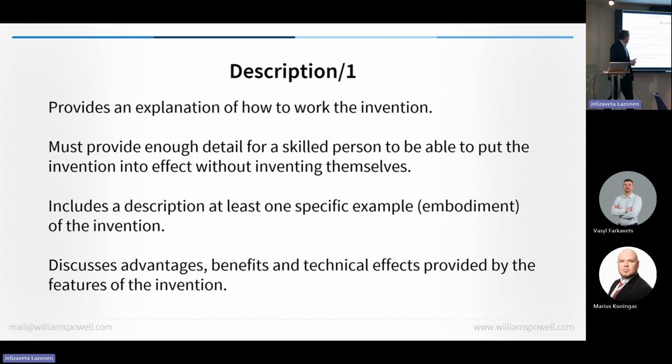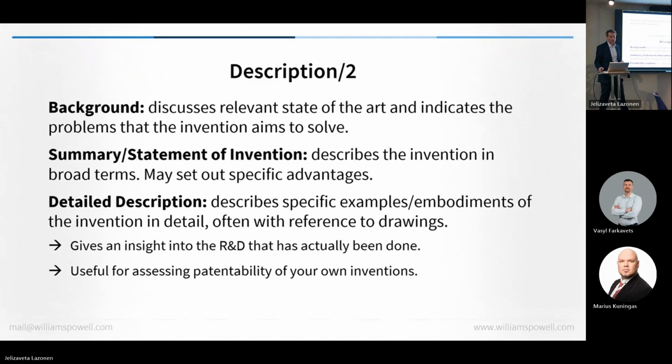It will always include a description of at least one specific embodiment or an example of the invention, and we refer to those as embodiments of the invention. And the description will often discuss what the advantages are, the benefits, and the technical effects that are provided by the various features of the invention. So really, they're putting the claims into context. And as I said earlier, the specification is telling this story. What is new? Why is it clever? The description is helping us to flesh that out in more detail.